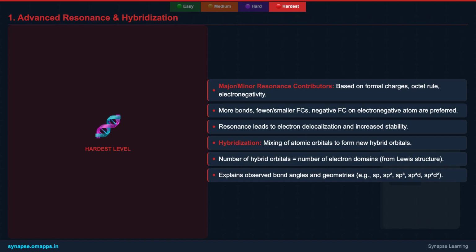Next, we bridge Lewis structures with hybridization. The number of electron domains from a Lewis structure directly tells us the hybridization of the central atom, a crucial concept for explaining observed bond angles and geometries, moving beyond simple VSEPR to a more atomic orbital-level explanation.